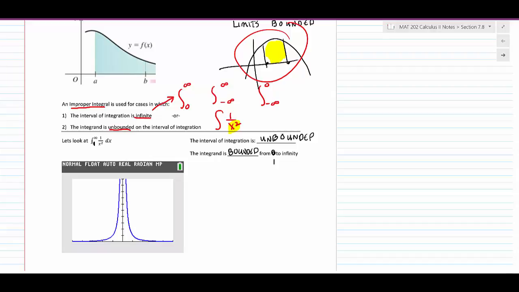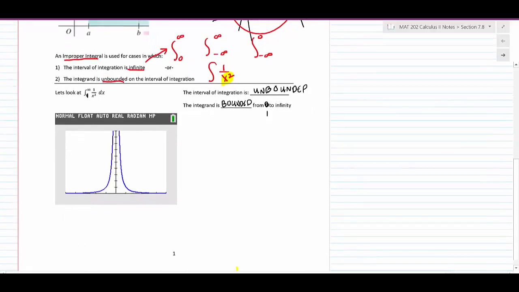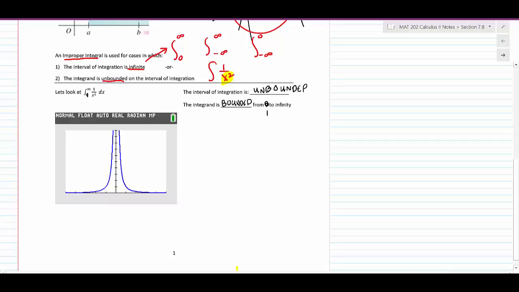So what we're going to do is see if we can figure this out analytically, just on this first one. The idea is you're going to find the area under the curve from 1 to infinity. So just imagine in your mind that you've got that area right there.